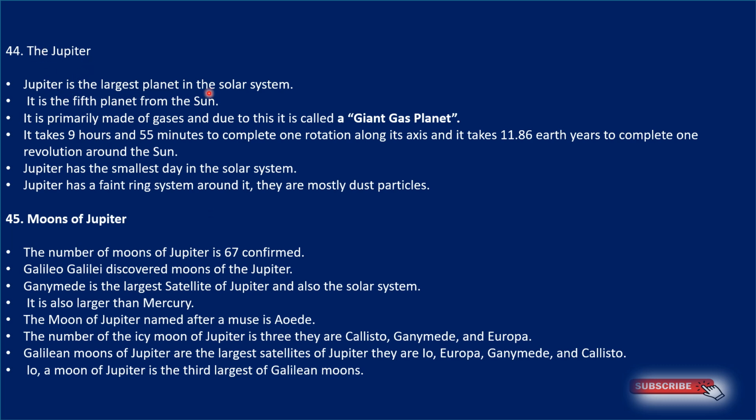Jupiter is the largest planet in the solar system. It is the fifth planet from the Sun. It's primarily made of gases. Due to this, it is called a giant gas planet. It is Jupiter. Okay.